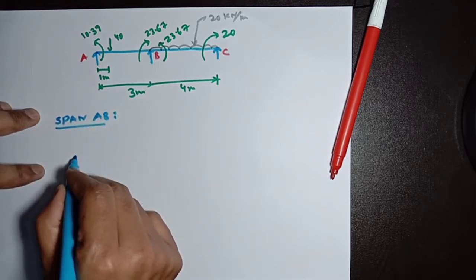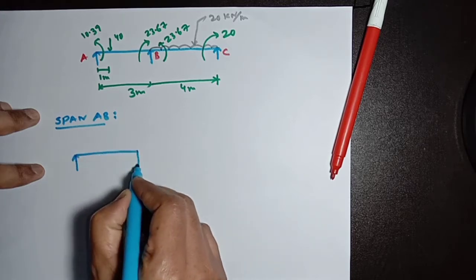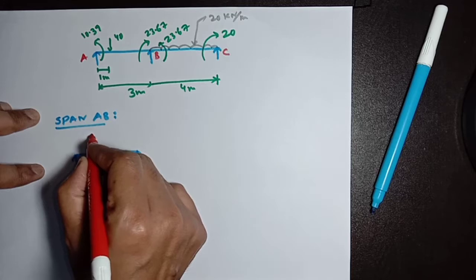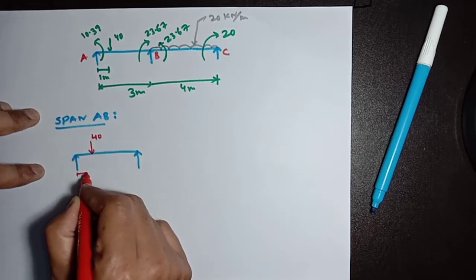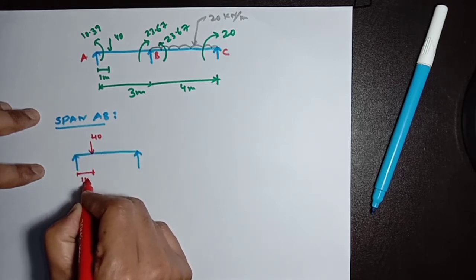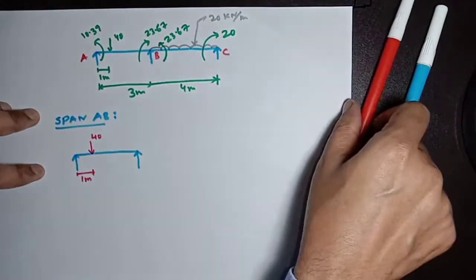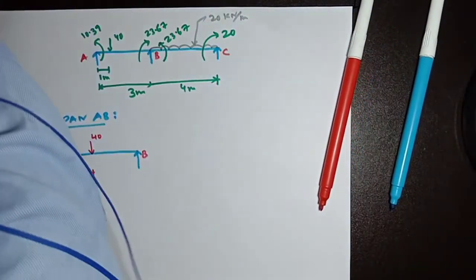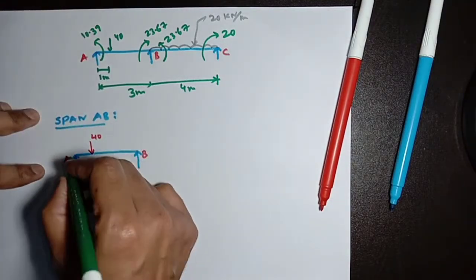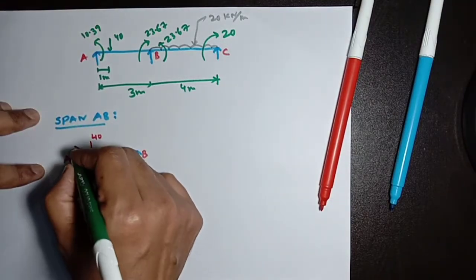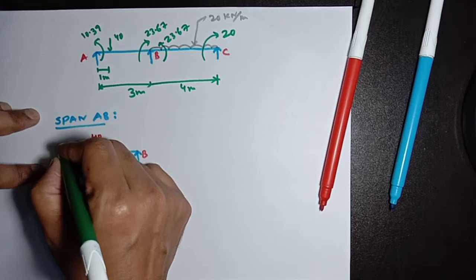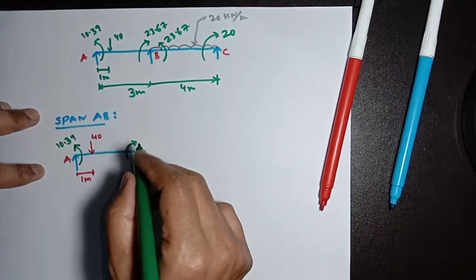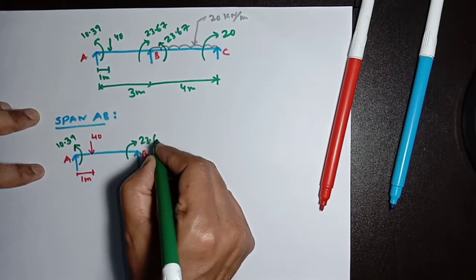Here is span AB. Span AB is loaded with 40 kilonewton at a distance of 1 meter, and this point is A, this point is B. The support moment at A is 10.39, and the support moment at B is 23.67.